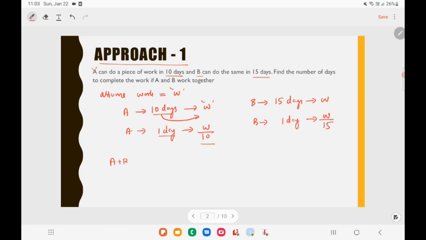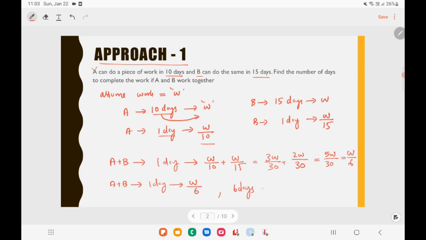So A and B together in one day can do W by 10 plus W by 15 work. We can take 30 as the LCM. So we'll get 3W by 30 plus 2W by 30, which is 5W by 30, or W by 6. That means A and B together in one day will do W by 6 work. So in 6 days they will do W by 6 into 6, which is W. So it will take 6 days for them to complete the work. So this is the first approach.